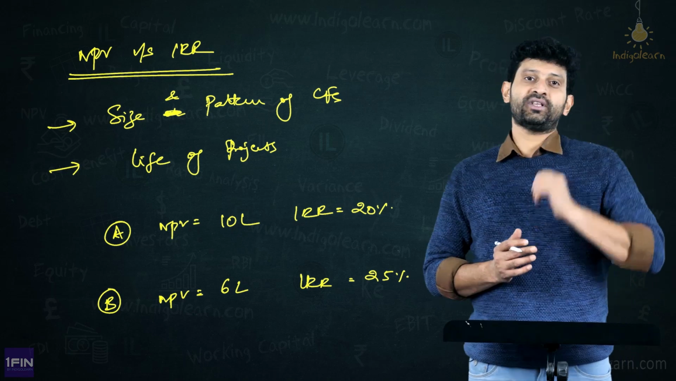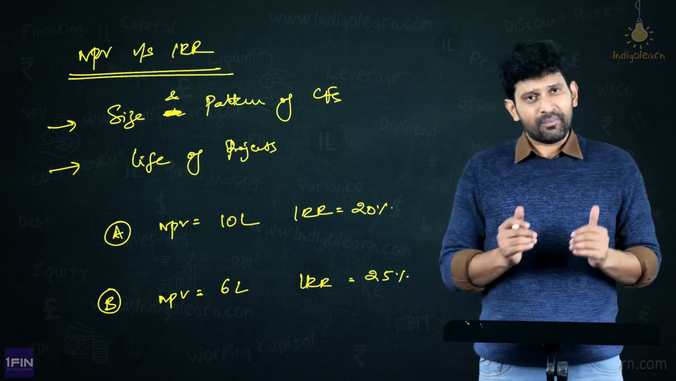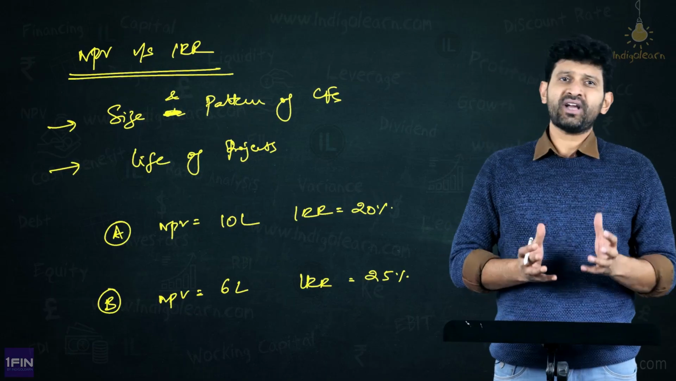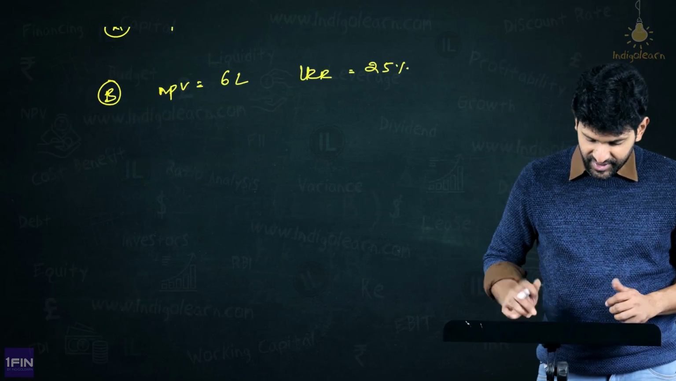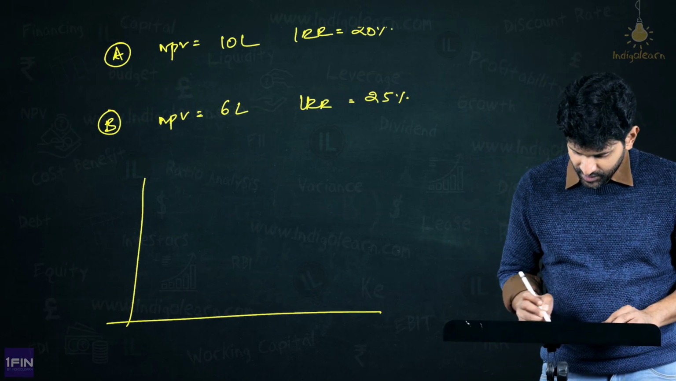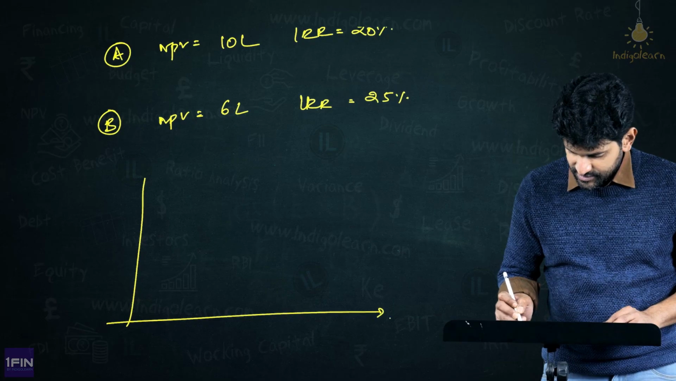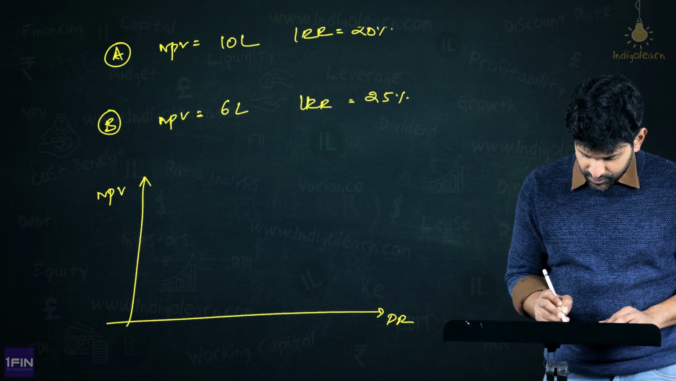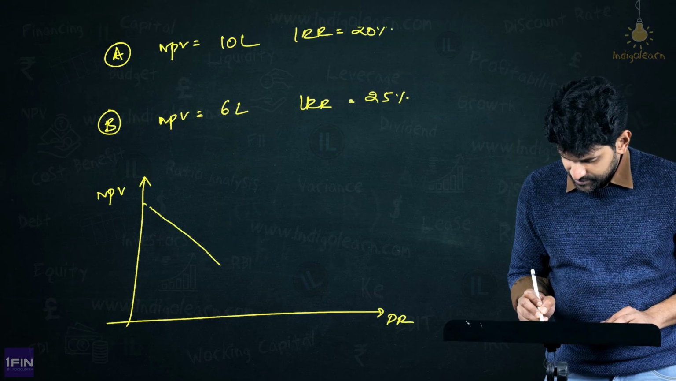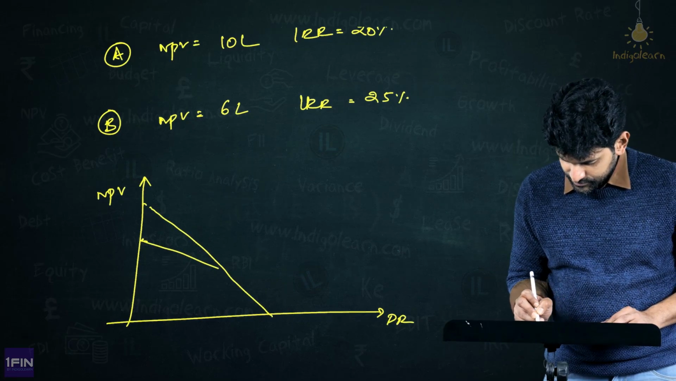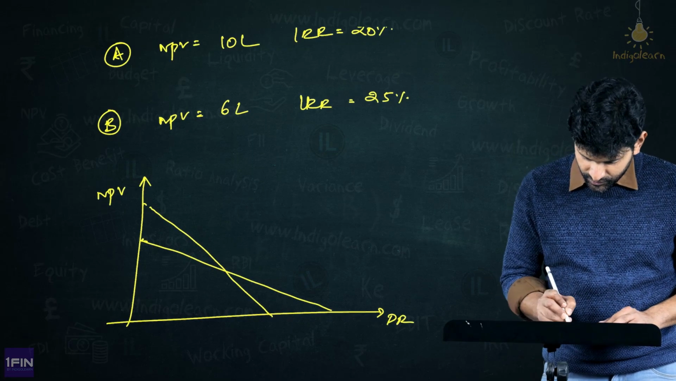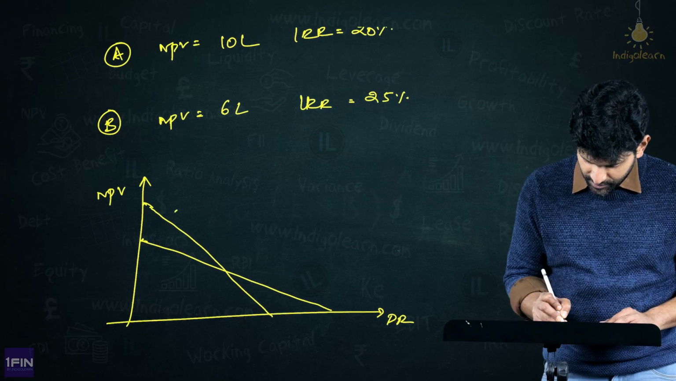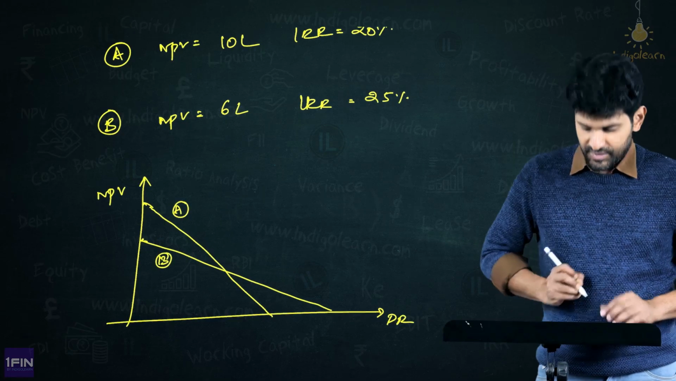Now why should we go with NPV? Now why is this scenario happening? How do we understand this? Say for example friends, let us plot a graph, one with the discount rate on x-axis and NPV on y-axis. Now see, the graph will look like this. So this is project A, this is project B.